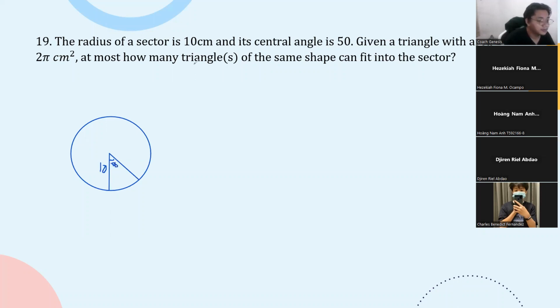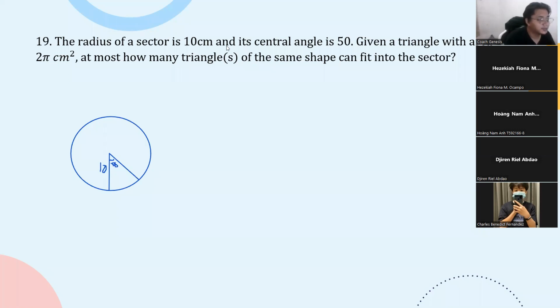Oh wait, is my presentation busy? Can you see the annotation? Hello, everyone. Can you see the presentation? Okay, thank you.